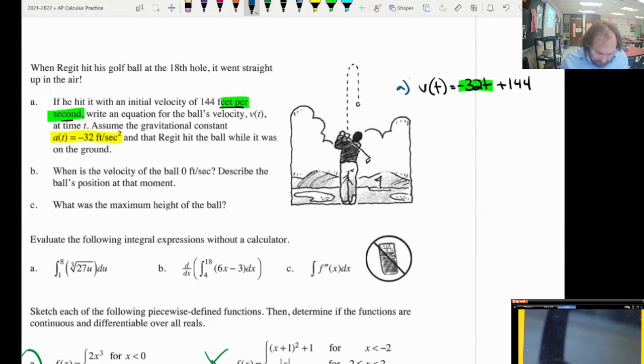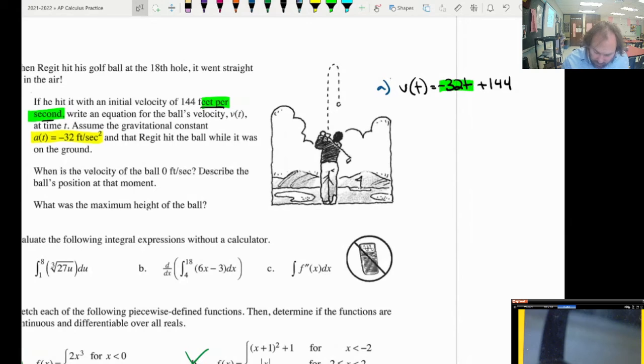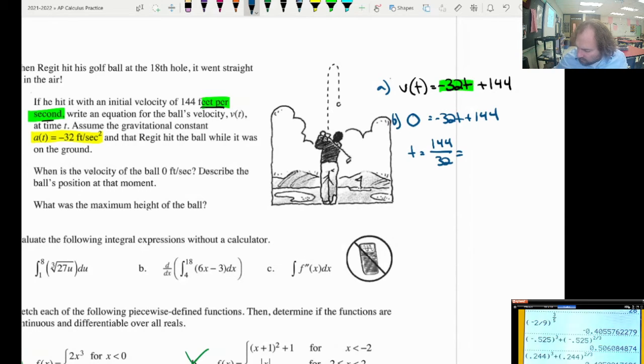Question B is when is the velocity of the ball 0 feet per second, and describe the ball's position at that moment. This will tell us the maximum. This is for problem B. Negative 32t plus 144. If you do the algebra here, that time is going to be just 144 divided by 32, which in this case, according to my calculator, is equal to 4.5 seconds.